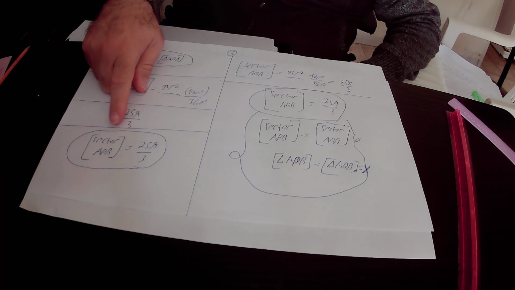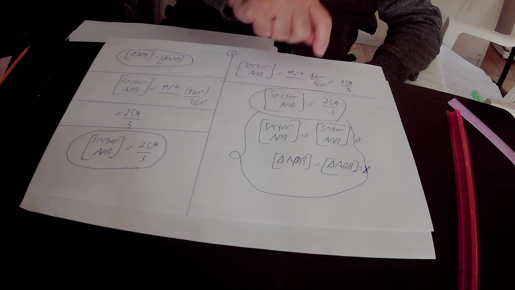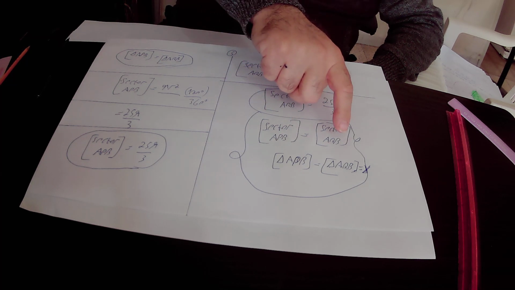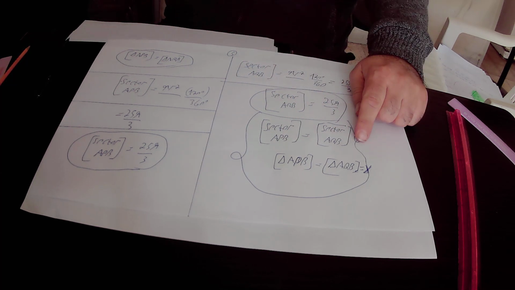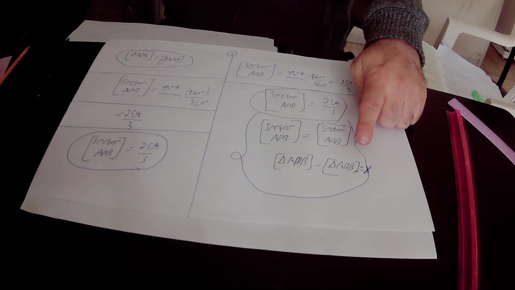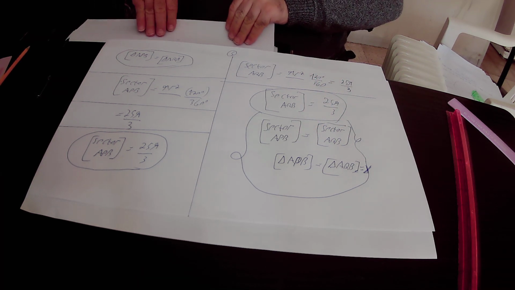So the area of sector APB is equal to the area of sector AQB, and we already found out that the area of triangle APB is equal to the area of triangle AQB. We define the area of those two triangles as x. So the area of triangle AQB equals x, and the area of triangle APB also equals x, according to our definition.